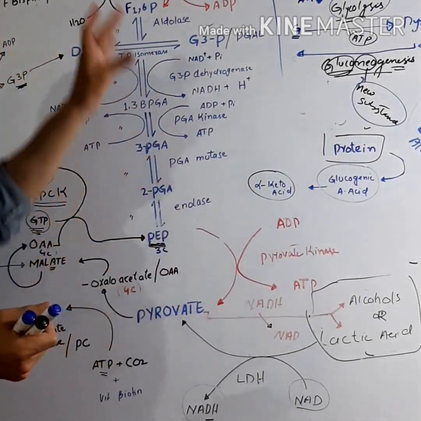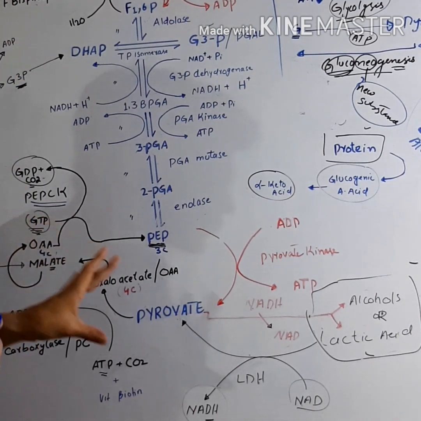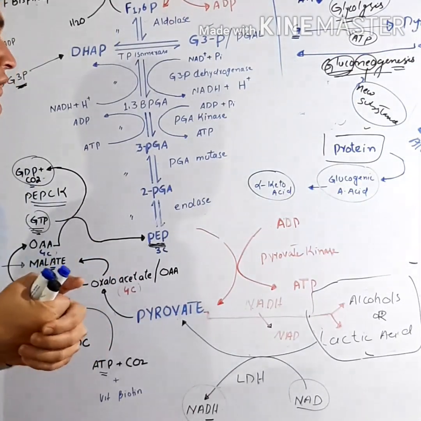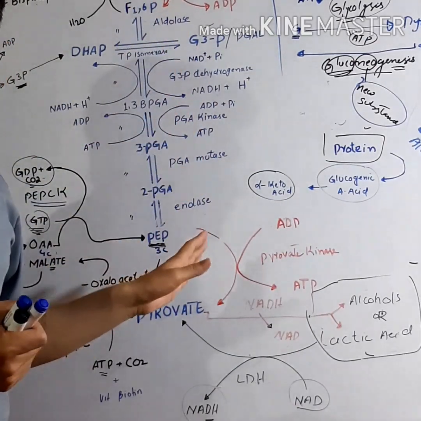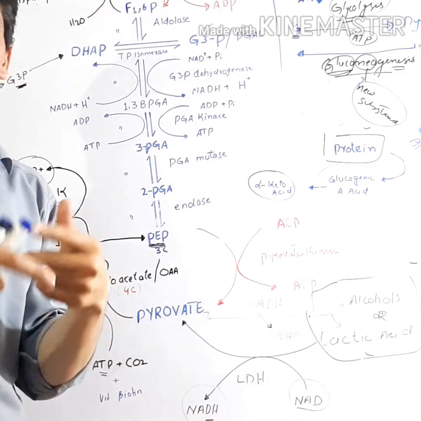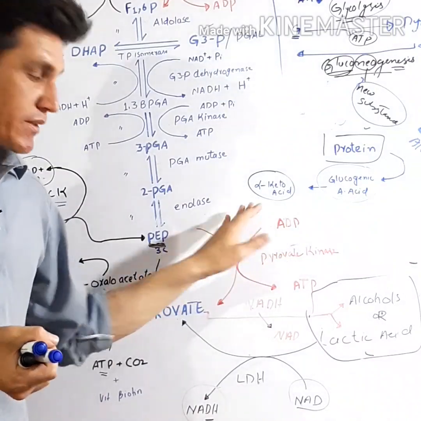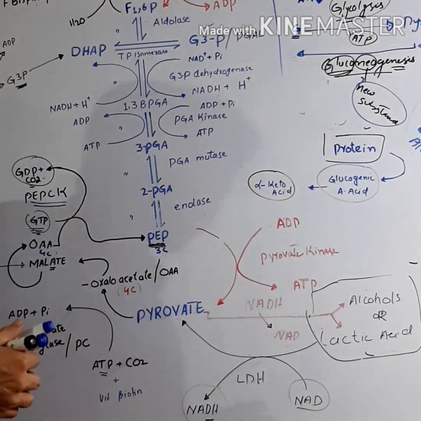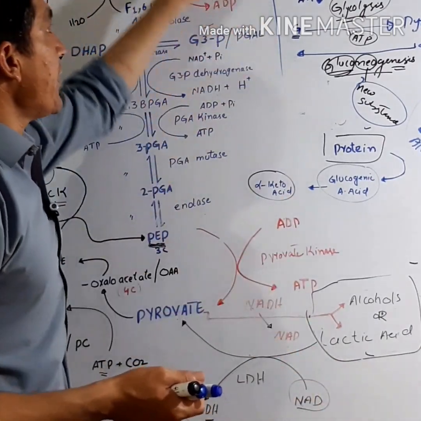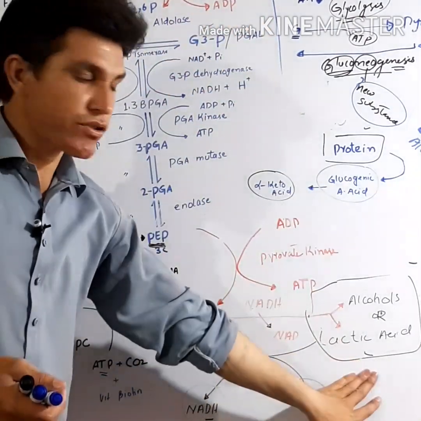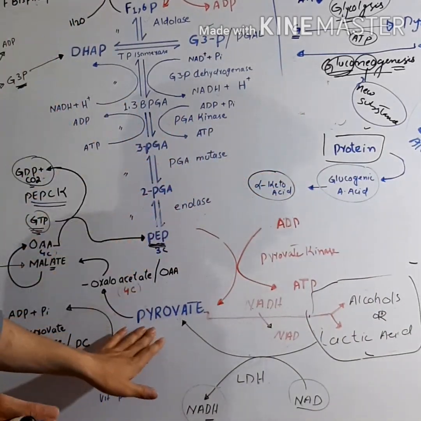So step number 1, step number 3, and step number 10 of gluconeogenesis are quite different from glycolysis. All the other remaining steps are actually the opposite, or reversible steps, of glycolysis. Now we are going to convert lactic acid into glucose, from a non-carbohydrate source: protein, lipid, lactate, pyruvate.